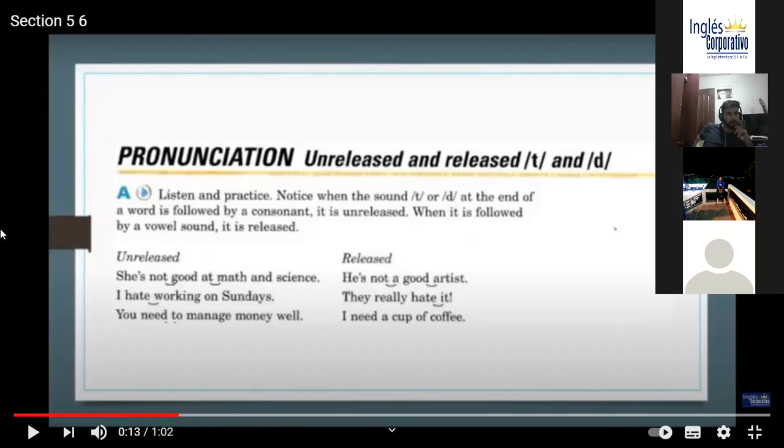I don't know if you can listen to it. Okay, we are not pronouncing that sound. But in the other example that we're using here, not a good artist, okay? We are pronouncing it. So we are to check this.